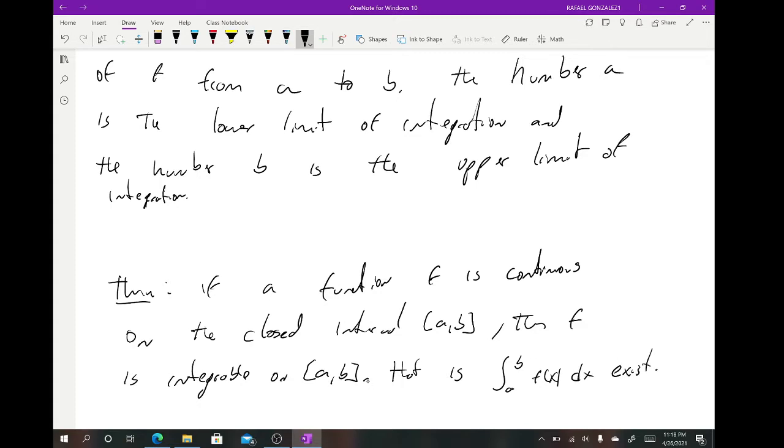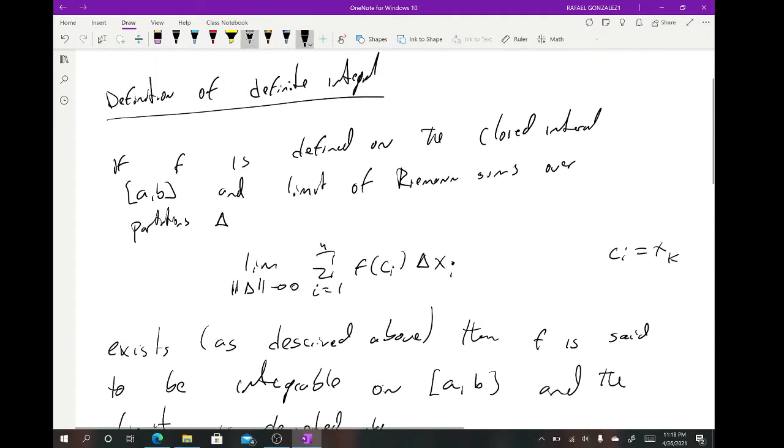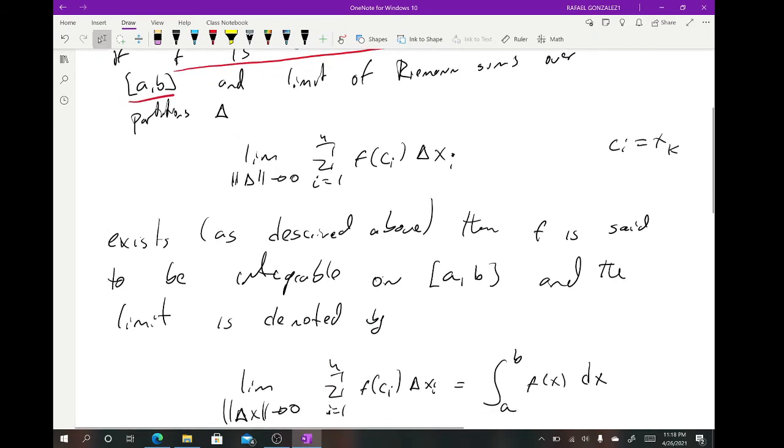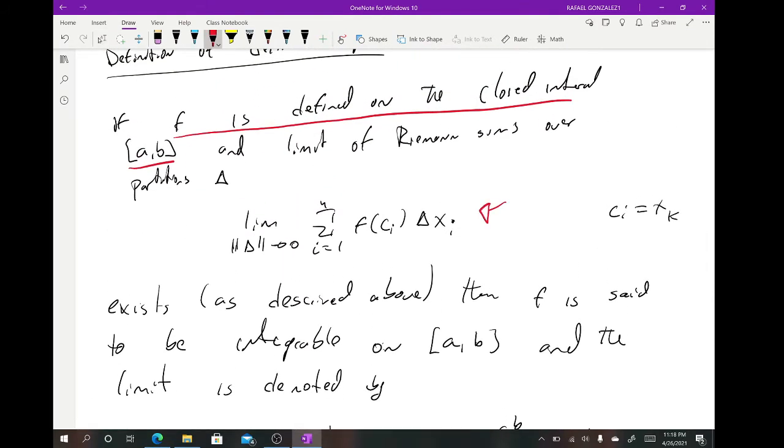Now you may say, well, that's obvious, but it actually isn't that obvious, because if you look back at the definition of the definite integral, f is defined on the closed interval [a, b], but there's no mention of f actually having to be continuous up here. It's just a mention of this limit existing on that interval.